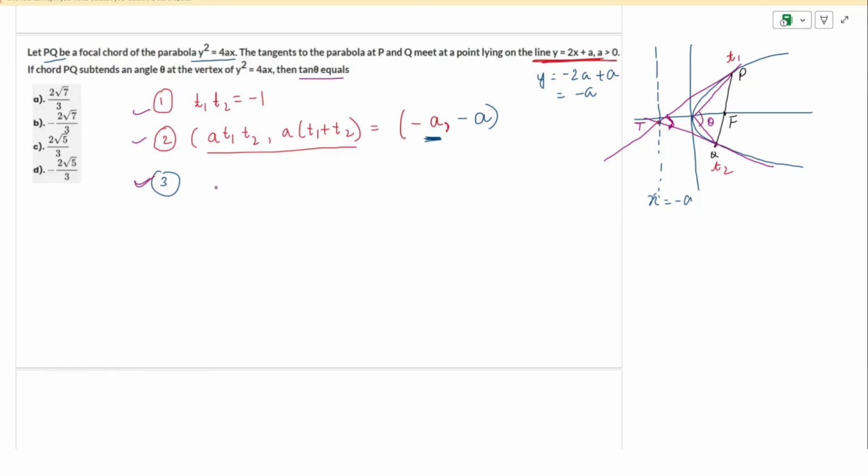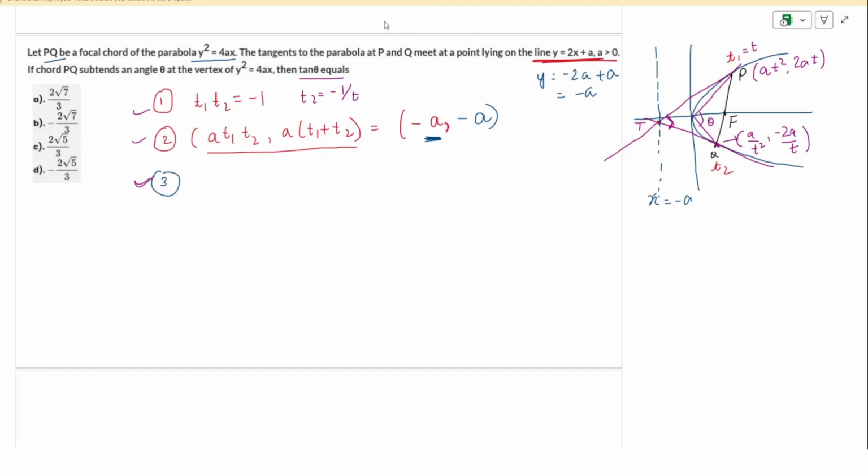Now let's start doing our question. I already got all the points. So let's assume the coordinate for P. Let's say t1 is t, so I can assume a t square and 2a t. Then what can I assume for the coordinate for Q? Because t2 would then be minus 1 upon t1, that is t. So t2 is minus 1 over t. So I can write a over t square and minus 2a over t. That's the coordinate for Q.